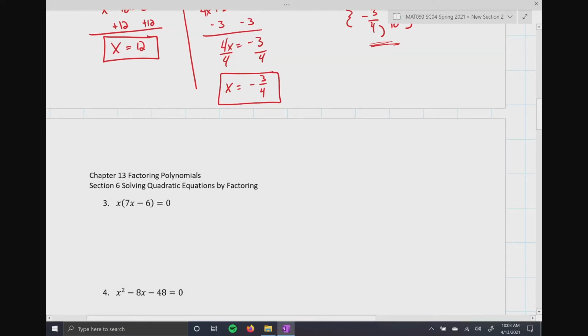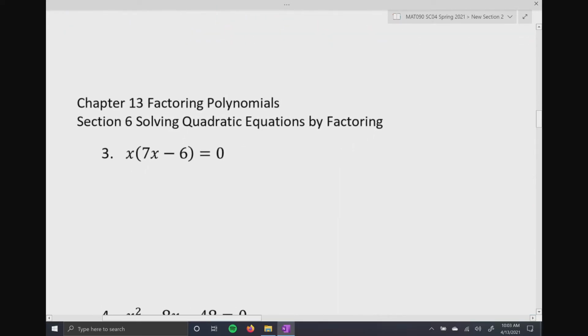All right. Let's look at number 3. Number 3, step 1, set it equal to 0. Step 2, factor. It's already factored. Now, if you can't see that, look here. I'm going to zoom in. There is your first factor. It's x. Here is your second. 7x minus 6. So you're going to set each one of these, which is step 3, equal to 0.